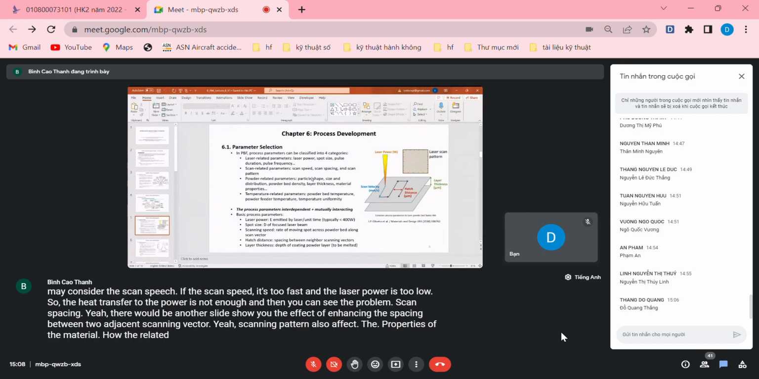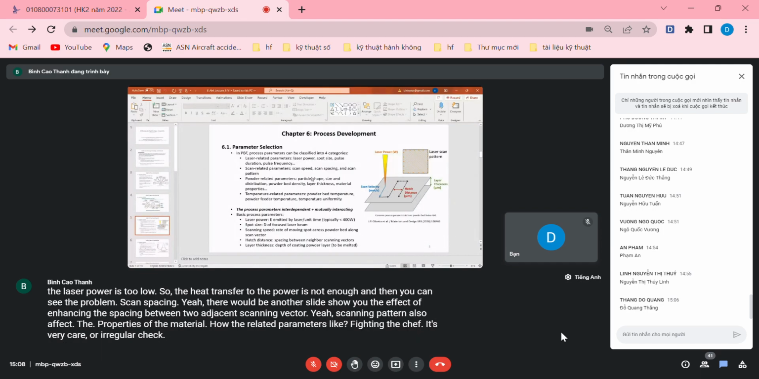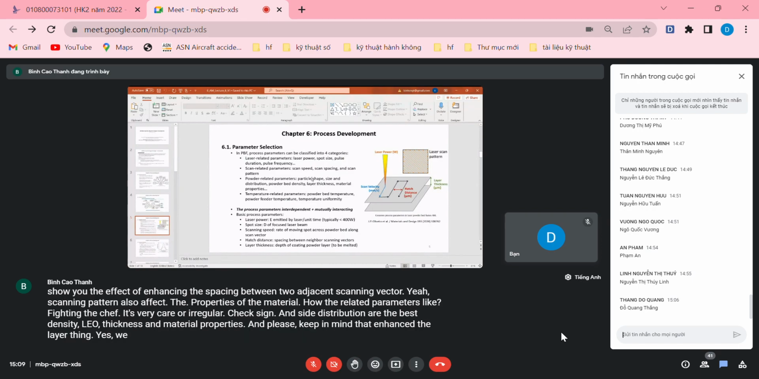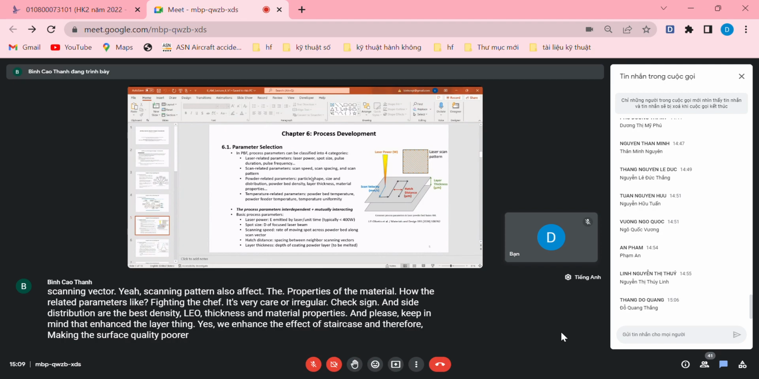Powder-related parameters like particle shape, spherical or irregular shape, size, and size distribution, powder bed density, layer thickness, and material properties. And please keep in mind that by enhancing the layer thickness, we enhance the staircase effect, and therefore make the surface quality poorer or rougher.